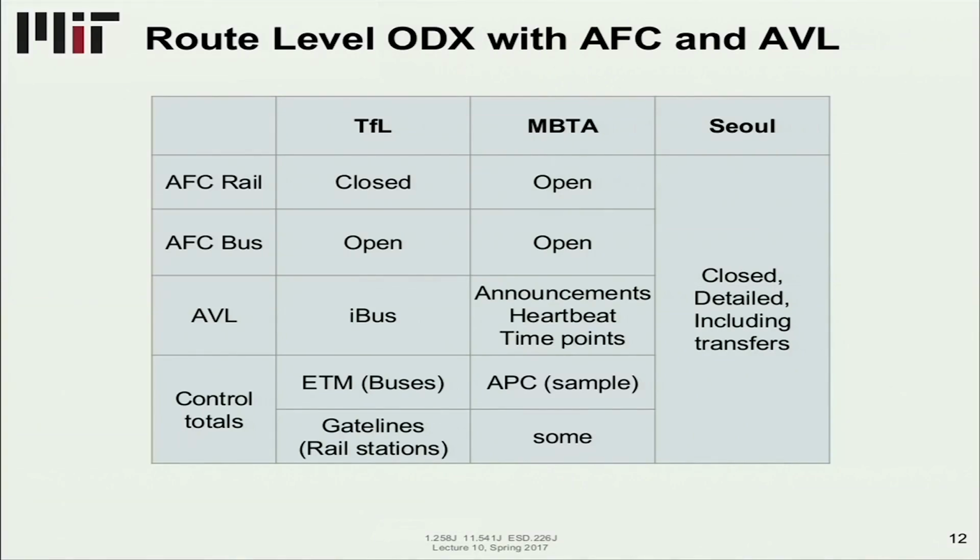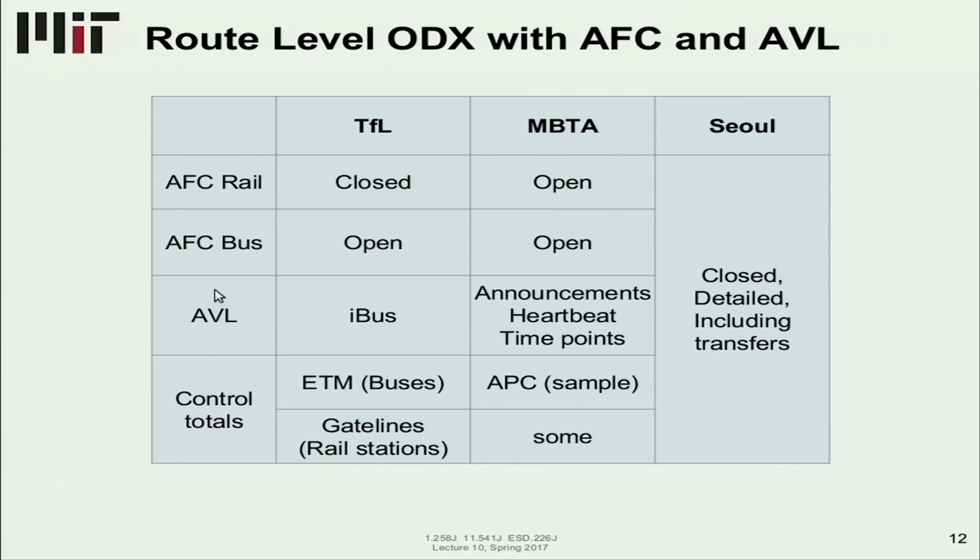Okay, so what about if we don't have APC? What if we only have AFC and AVL? So now we don't have control totals. AFC might give you boardings, but not alightings, right? So what are the ways of scaling up with that?